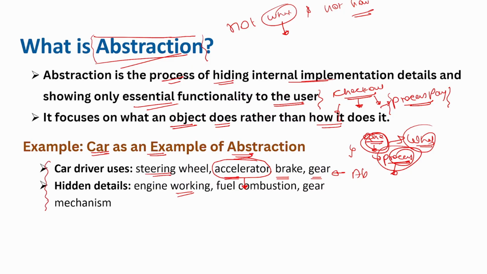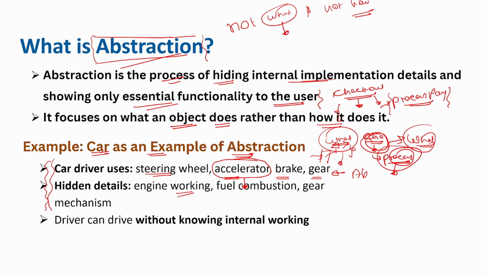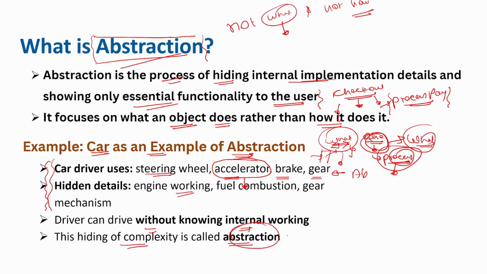The manufacturer of the car provided the abstraction, or the interface, such as the accelerator. When the driver presses the accelerator, the speed will increase. So the driver only needs to know what should be done instead of how. Therefore this is an example of abstraction. A driver can drive without knowing the internal workings. This hiding of complexity is called abstraction. The complexity of the engine or the fuel burning is hidden from the driver with the help of abstraction. What is the abstraction in this case?